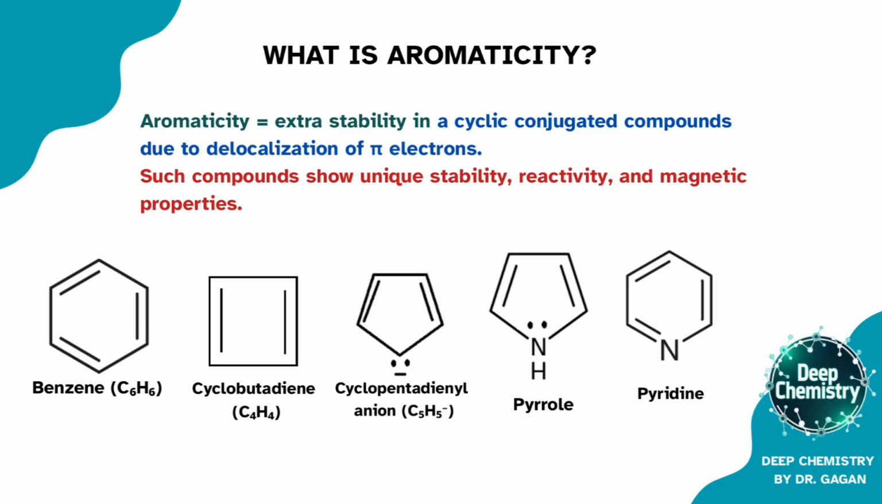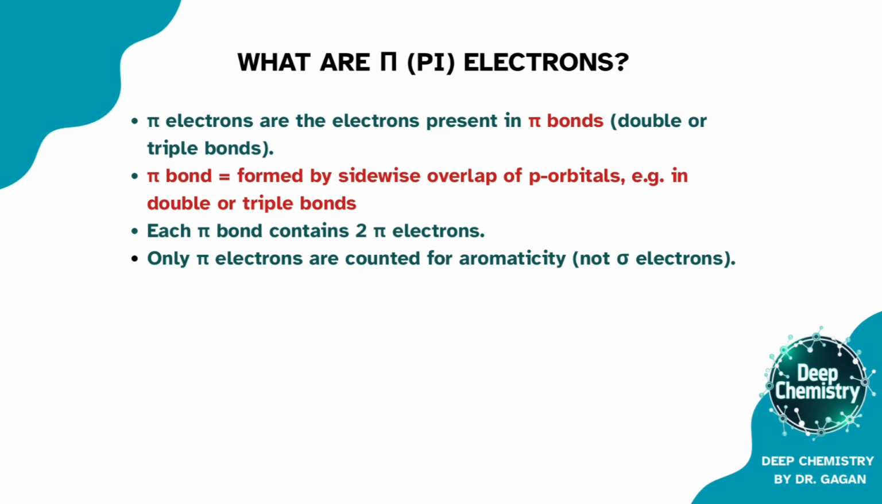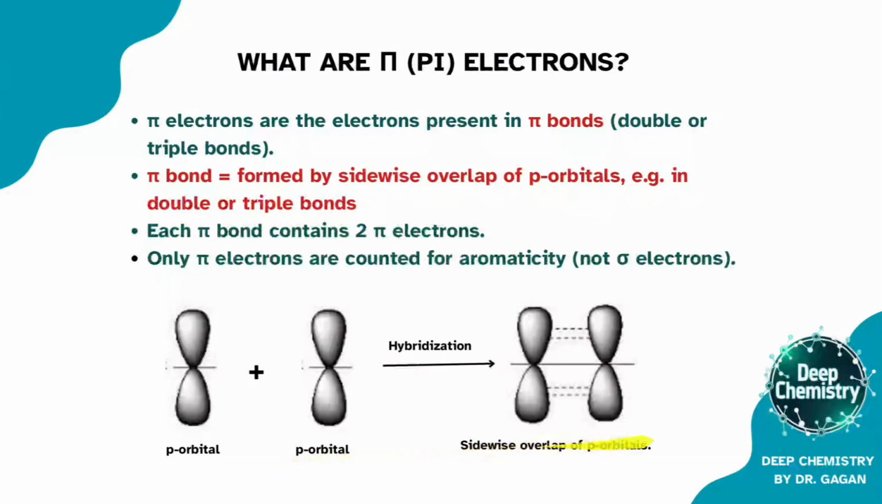So before starting, you must know what pi electrons are and how to count them. Pi electrons are the electrons present in pi bonds, that is, double or triple bonds. They come from sidewise overlap of p orbitals as shown. Each pi bond has 2 pi electrons. So to find aromaticity, only pi electrons are counted, not sigma electrons.